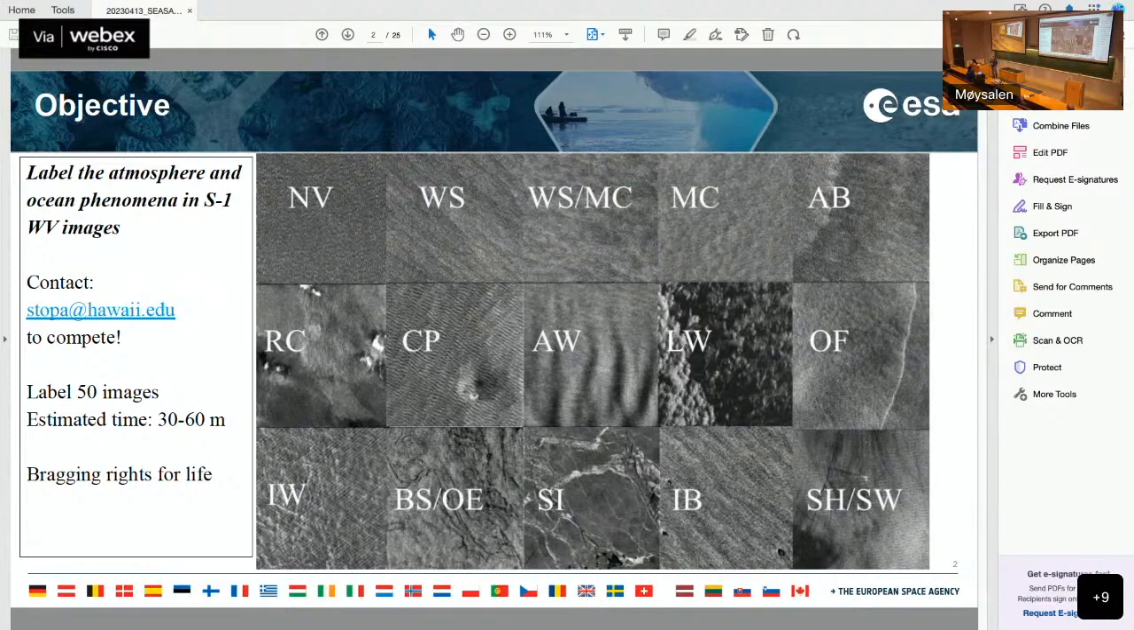So the challenge is that we pulled 50 random images from the globe. And the idea then is to label all the phenomena you see in each image. We estimate that this will take probably on the order of 30 minutes, and if you're very fast, probably much faster than that. So if you're interested, you can email me and I can send you the directions, and I'll also send you this PowerPoint that gives you a quick guide on the different phenomena and what kind of textures you would see.